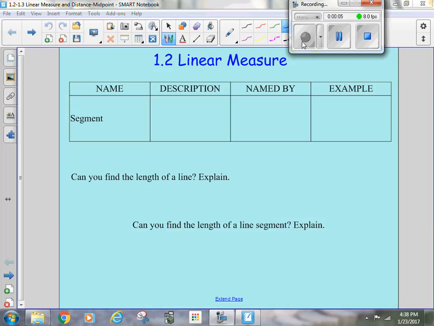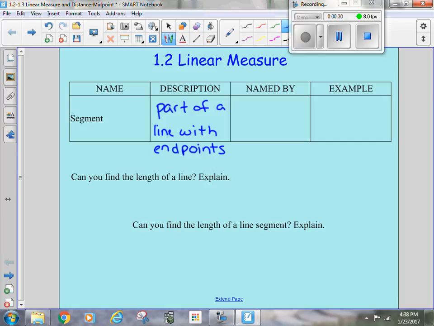In lesson 1.2, we are going to talk about linear measure. First of all, we need to define what a segment is. A segment is a part of a line with endpoints. The way that you name or label it, it's named by the two endpoints. And the two endpoints are just 2 points.